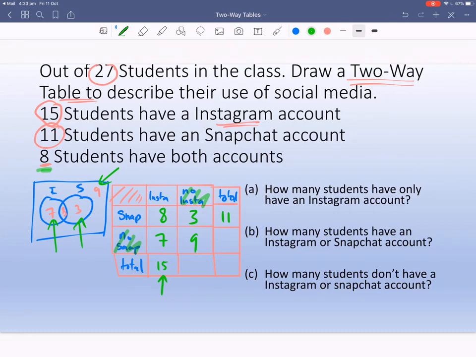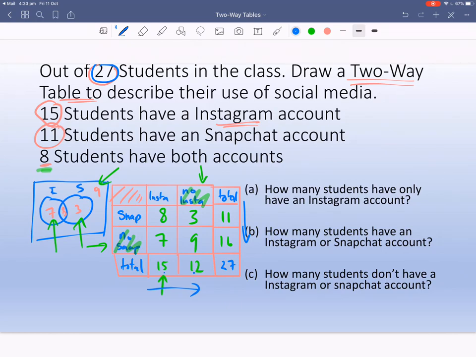So what we can do now is start adding everything up. How many students have no Snapchat? Well, that's 7 plus 9, so that will be 16. How many students have no Instagram? So I'm looking down here now. That's 3 plus 9, so that's 12. And what should happen if you've got the two-way table correct is that we add down here and across, and it should add up to the same number, which should be 27. So 11 plus 16 is 27, and 15 plus 12 is 27. So we've got all our information right.